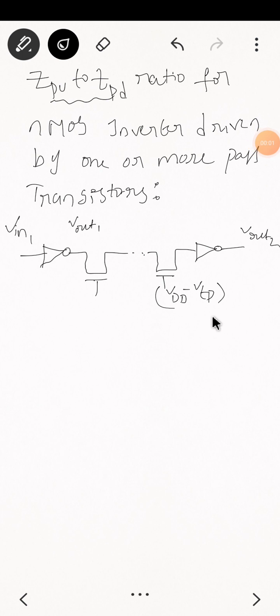Good morning. Today we would like to explain about the pull up to pull down ratio for an nMOS inverter driven by one or more pass transistors.